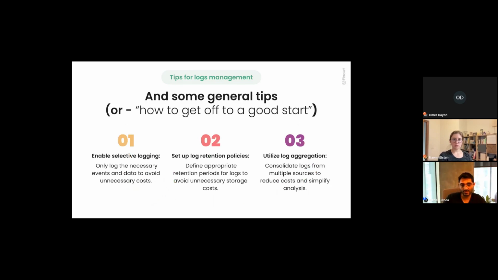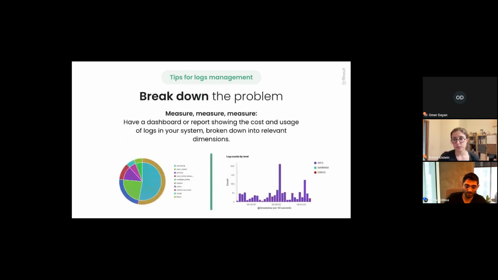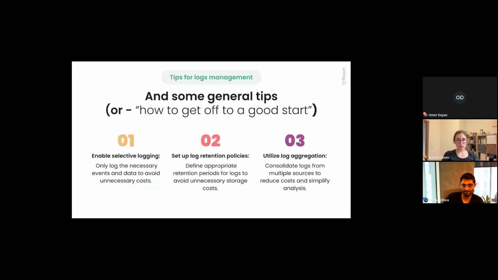The first one is to enable selective logging, because as you saw in the previous measurement that we created, once we observed our logs in the breakdown of level, we can immediately notice that a lot of the logs are info, and that could allow us to make a decision. Maybe we don't even want to store info level logs. So that's one way of saving costs around logs.